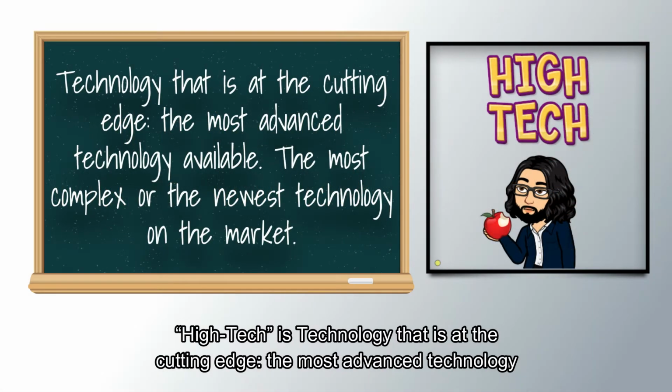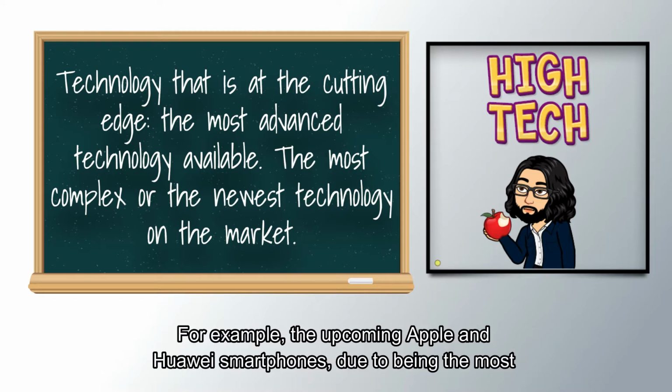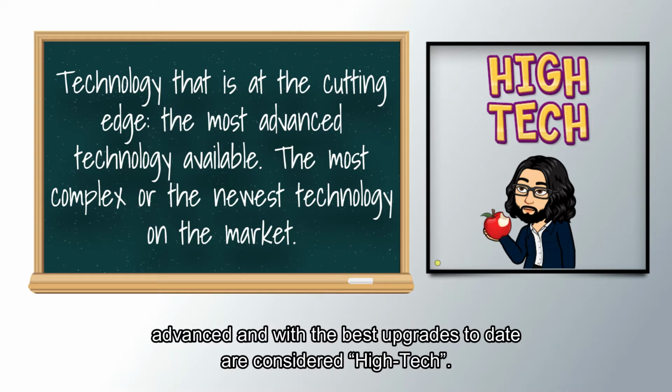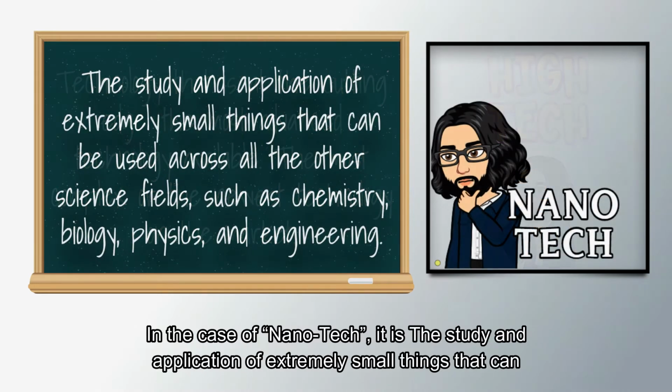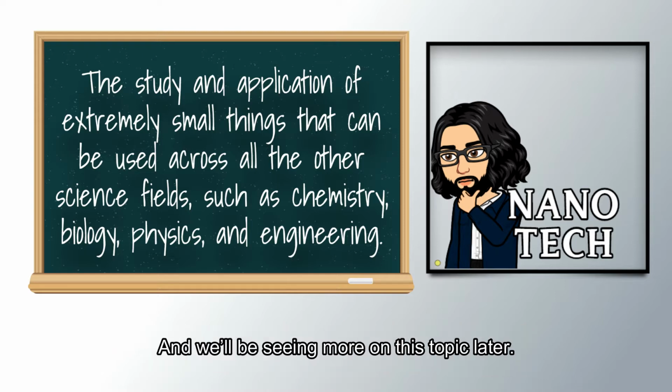High-tech is technology that is at the cutting edge, the most advanced technology available, the most complex or the newest technology on the market. For example, the upcoming Apple and Huawei smartphones, due to being the most advanced and with the best upgrades to date, are considered high-tech. In the case of nanotech, it is the study and application of extremely small things that can be used across all the other science fields, such as chemistry, biology, physics, and engineering, and we'll be seeing more on this topic later.